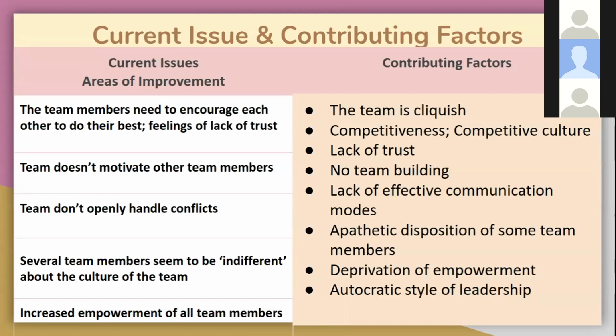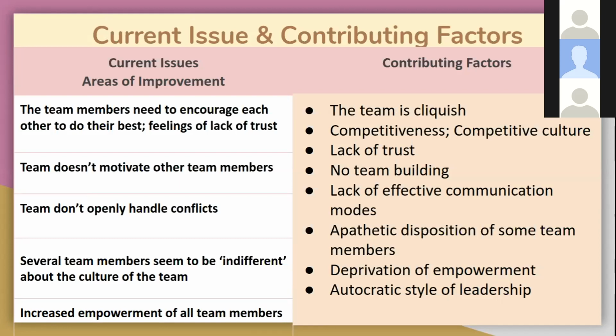And one factor contributing to this lack of trust is the cliquish culture that's in place and has gone unaddressed or unacknowledged. Secondly, not all team members motivate one another, so there's a lack of cohesion as a contributing factor. And the third area of improvement is that the team doesn't handle conflict. So conflict resolution is certainly an area we've identified as a growth point.